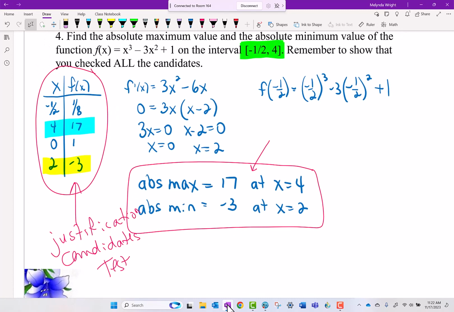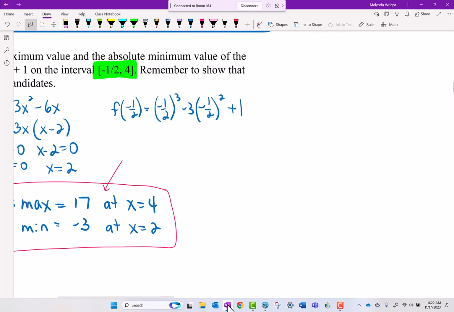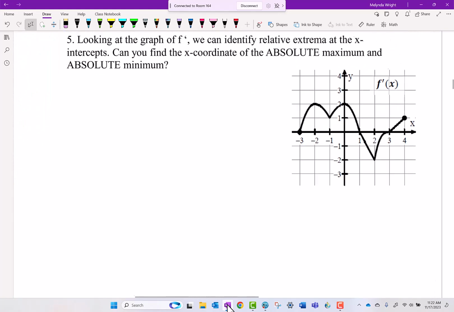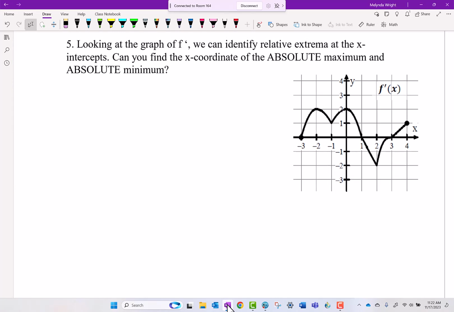All right, the last example I'm just going to have to admit to you is a very strange example. It's very highly conceptual. We just saw how to do the candidates test with an equation. It's pretty straightforward, right? We find the derivatives, set equals 0, get all our candidates, test them in the function, good to go. This one is more abstract. We're going to look at the graph of f prime, and we're going to try to figure out if we can find out what the absolute extrema is. Okay, we're just going to look at it.